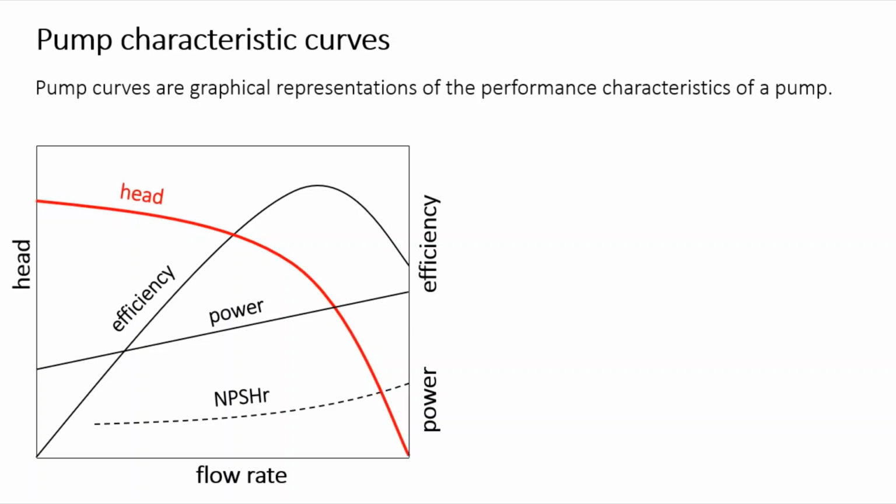The head curve, which is also called the performance curve, is simply the pump's capability, and it represents how much head the specific pump is able to deliver at the given flow rate.